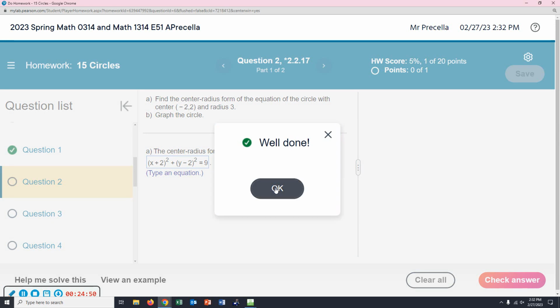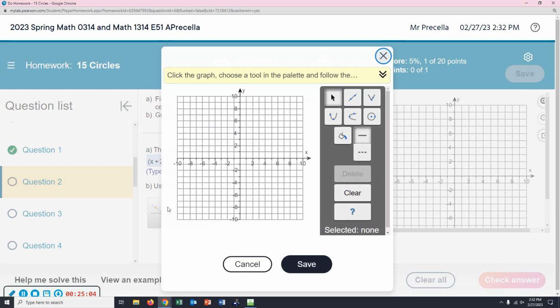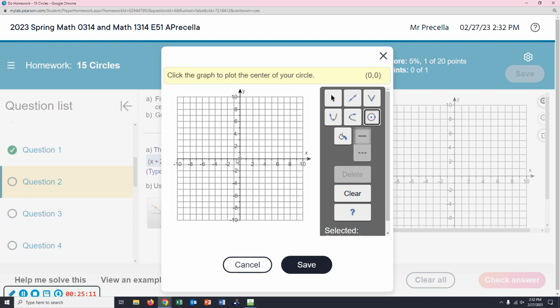And now we're going to graph it. Are we going to use any of the stuff I just typed to help with the graphing? No, all you're going to use is what's given to you, the center and the radius. So I'll blow up this graph, click circle. Okay, so that center was -2, comma, +2. So that's left 2, up 2. Am I at -2, comma, 2? Yes. I'll click there.